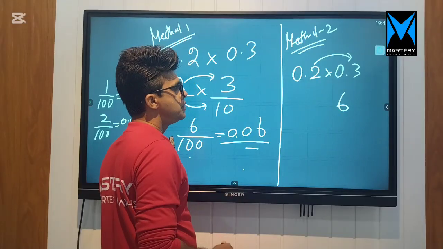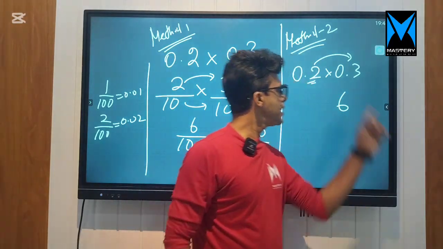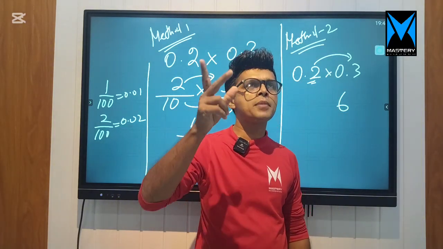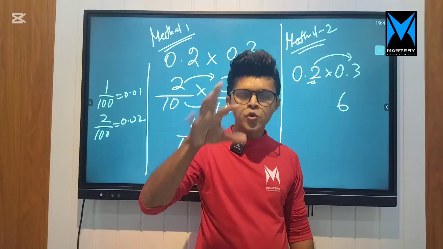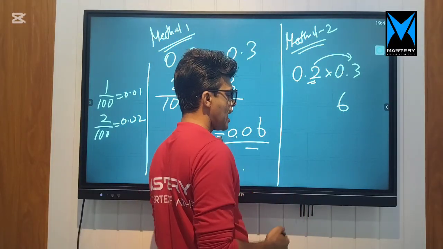Now, how many places of decimals here? One place of decimal. And here, how many places of decimals? One place of decimal. Then one place of decimal plus one place of decimal makes two places of decimals.